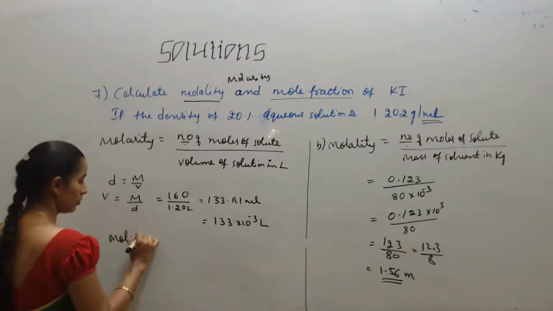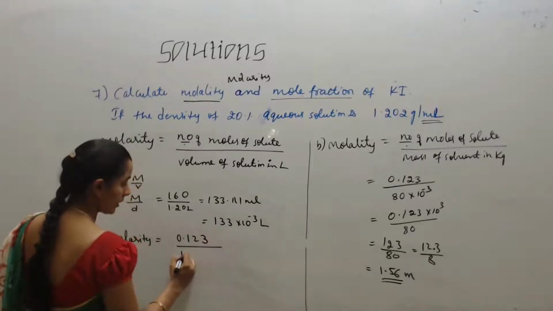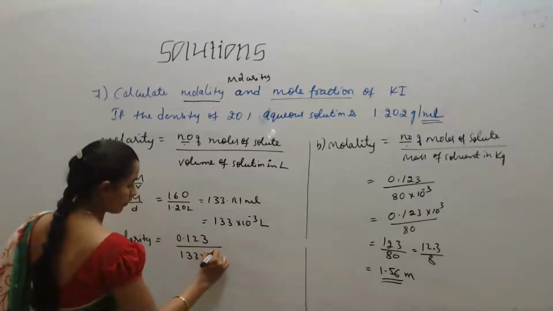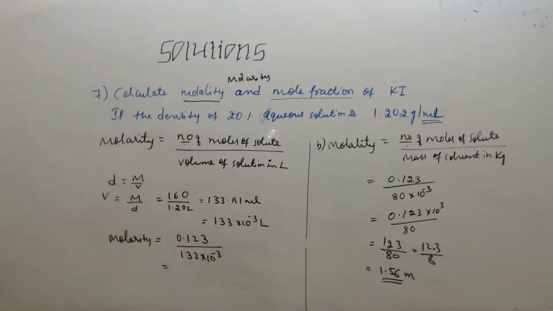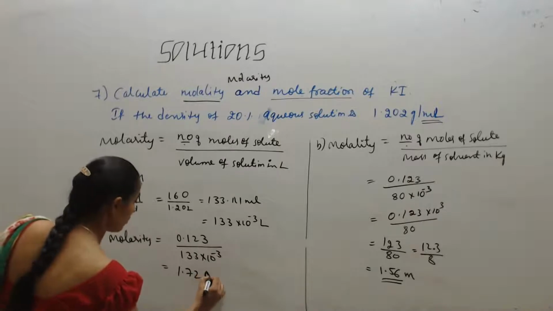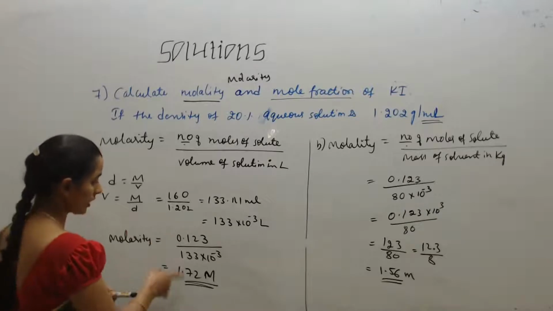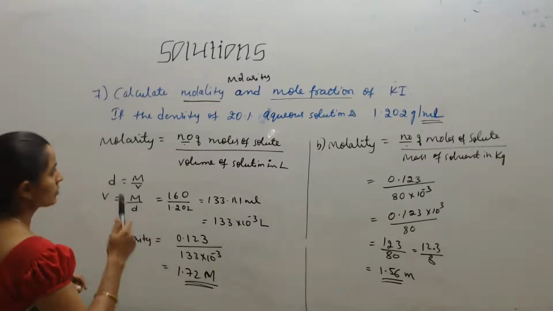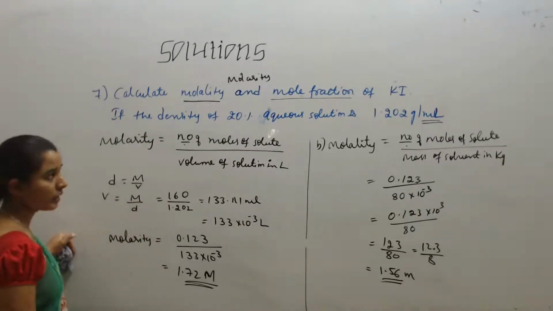Molarity is equal to number of moles, means 0.123 divided by 133 into 10 power minus 3. Okay, so we'll get 0.92 molar or so. You can calculate it, students. You will get this much. So why this density helps means because you want volume. Okay. This is all about this.